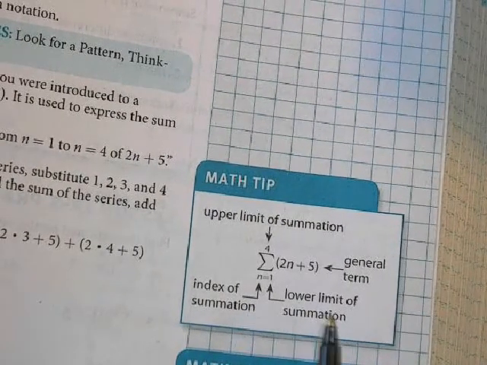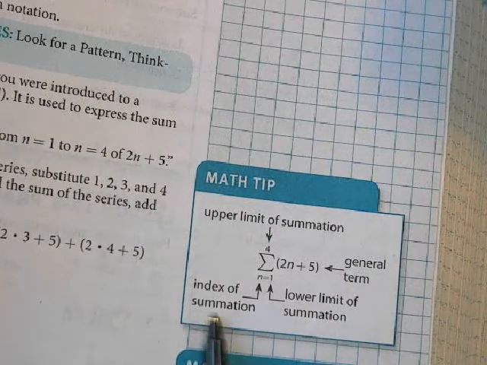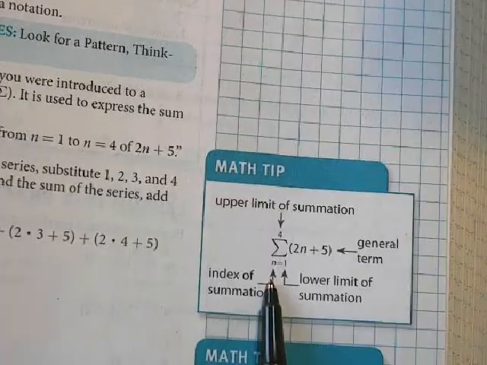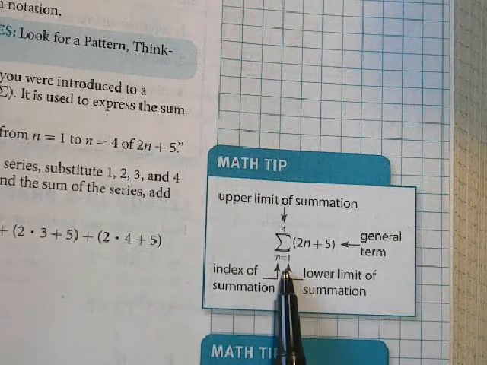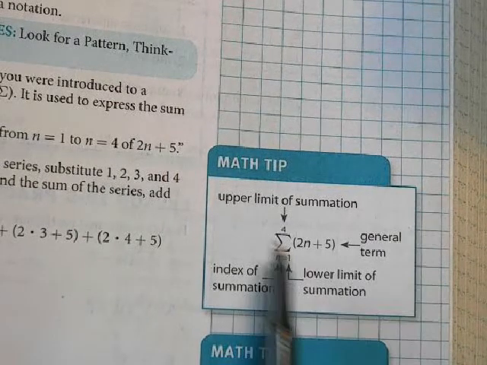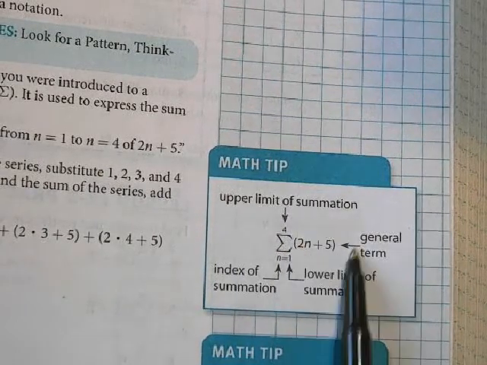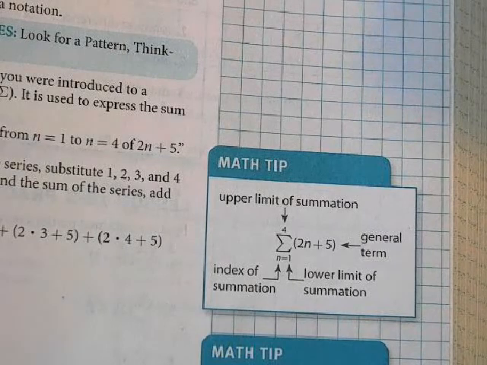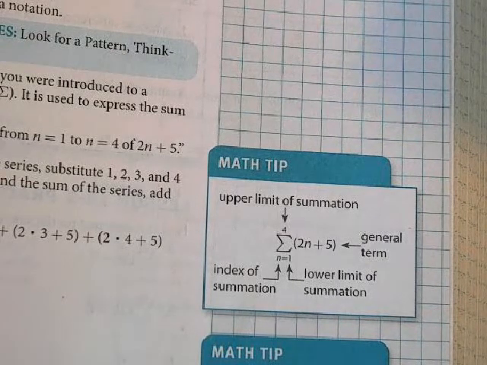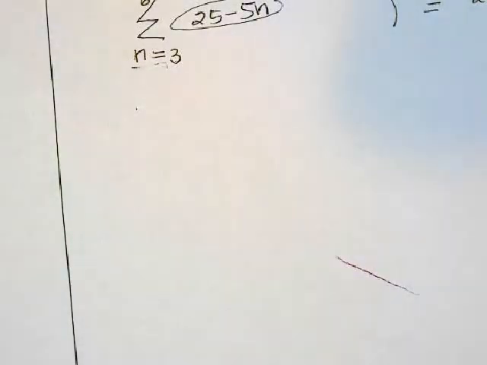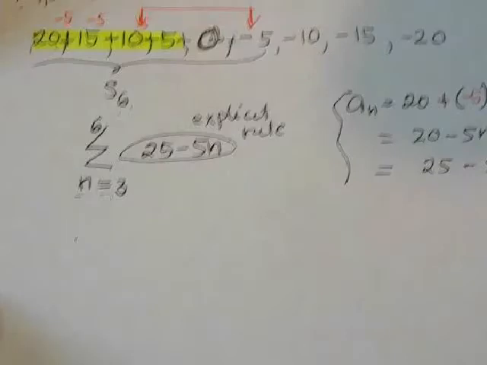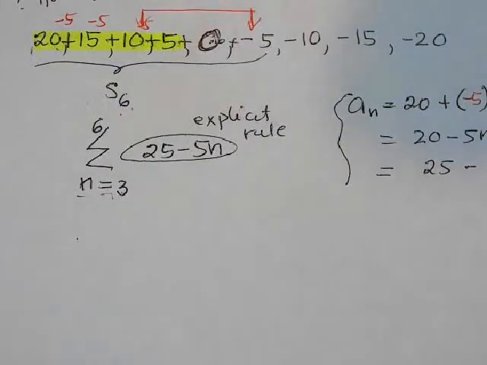So as you could see, this is called the index of summation n. Okay, and that is the lower limit of summation, that is the upper limit of summation, and this is what we call the general term, or a sub n, if it is arithmetic. Anyway, we're studying arithmetic now. Okay, so that's how you will write this. This is your first example of the sigma notation.